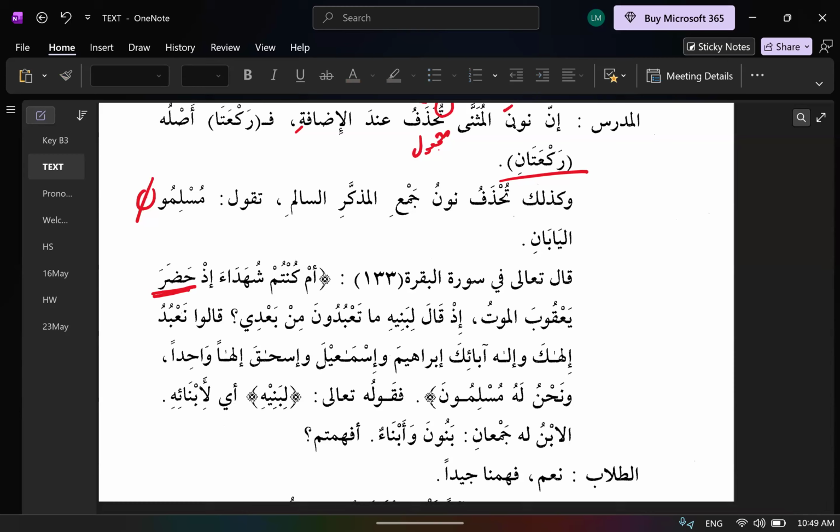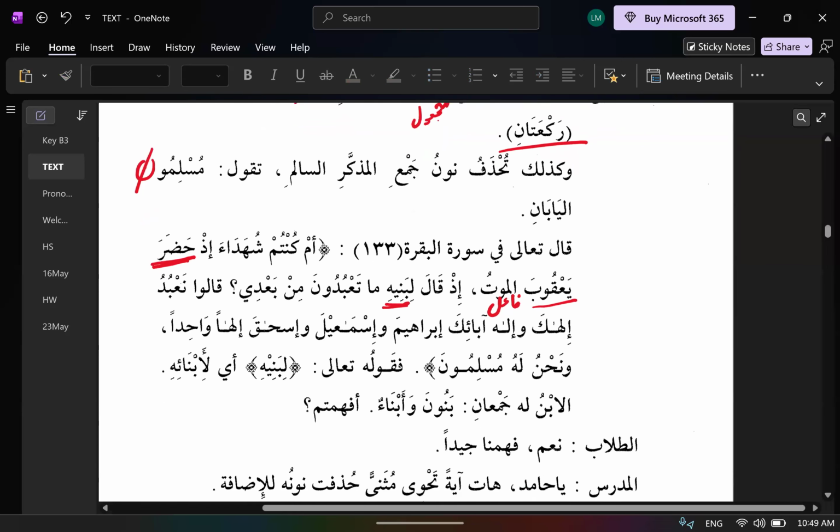Al-Mawtu, that's the fa'il. So: am kuntum shuhada'a, were you witnesses, idh hadara, when death was present upon Hazrat Yaqub alayhi salam, idh qala libanihi. So this is libanihi. We will take a look at where it is coming from.